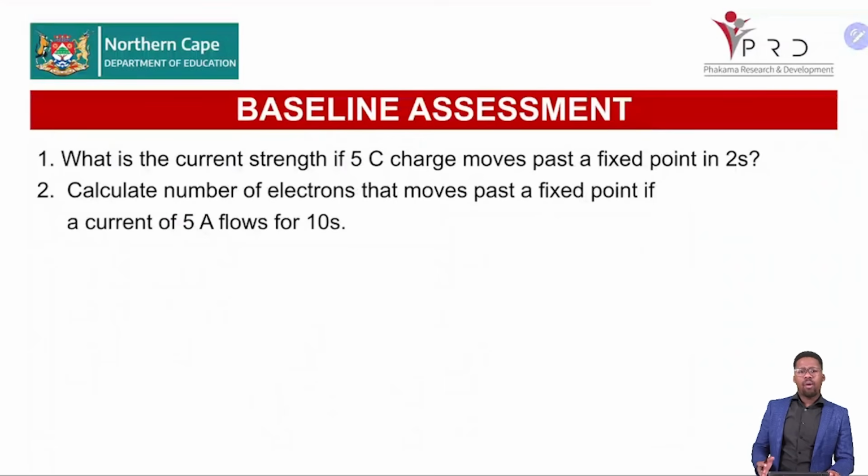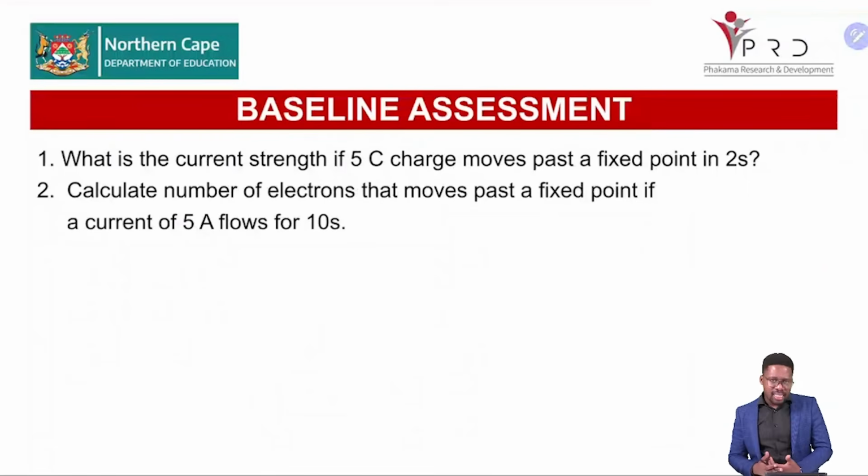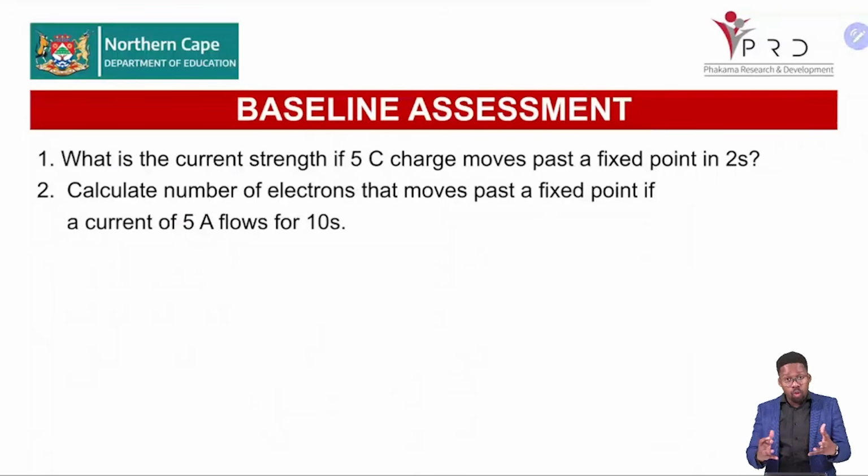Now, I want us to look at our responses. So this is our baseline assessment. It assesses our actual development. What is it that we know now about the electric circuits? And how far should we go with this revision? The first question, what is the current strength? If 5 coulomb, we're talking about the charge, moves past a fixed point in 2 seconds, we're talking about the time.